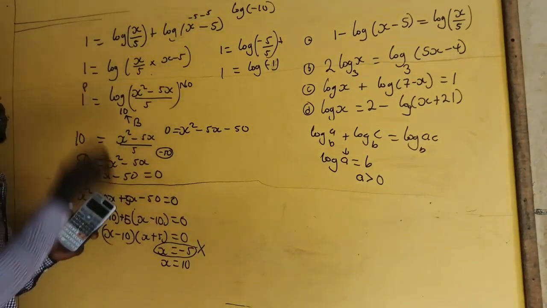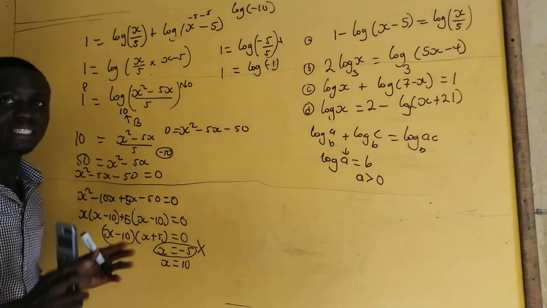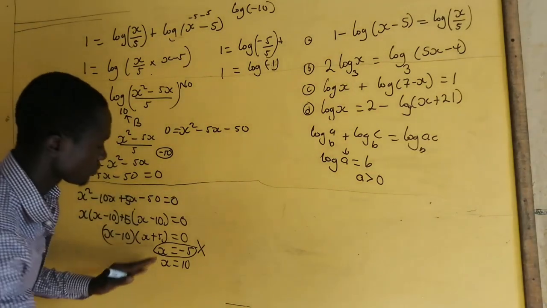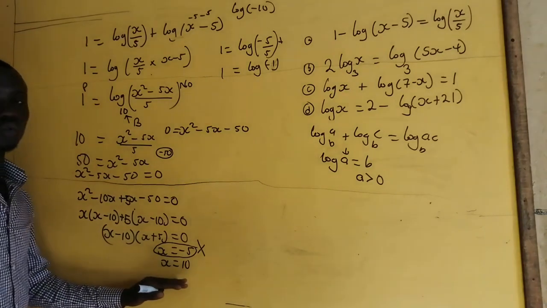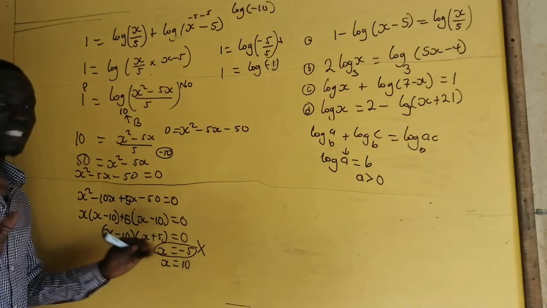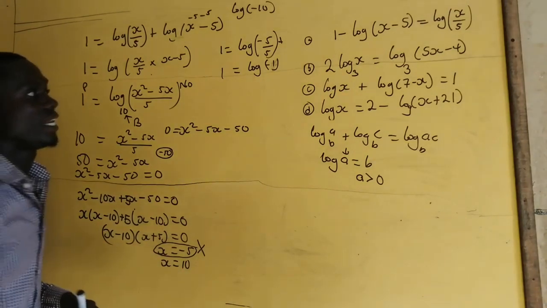Check that each solution fits into your equation before you state the solution. So here, for this equation, x is equal to 10. x is not equal to -5. Let us look at it.